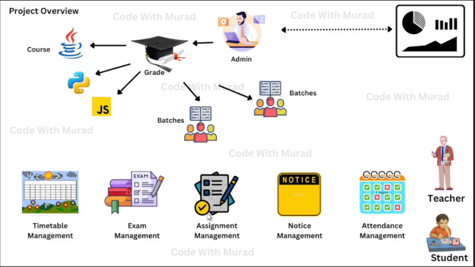The next module is assignment module. So here also, teacher will be able to assign the assignment to the students grade wise. So teacher will add the assignment for this grade. Let's suppose first year. So all the batches from the first year, whether batch A, batch B, batch C, all the students from all the batches of the first year will be able to see that assignment, and they will have to complete that assignment.